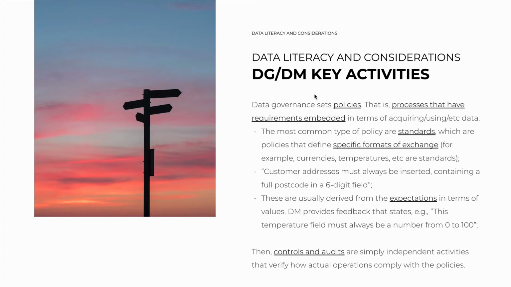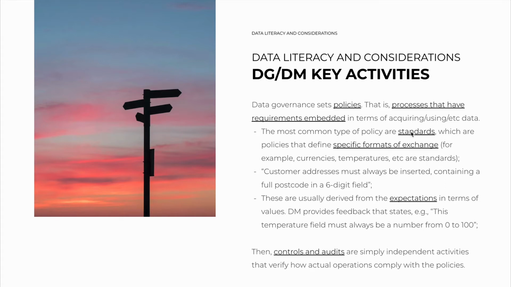First, data governance sets policies. That is, it sets processes that have requirements embedded in terms of acquiring, using, storing, transmitting, or doing anything else with data. For example, a data requirements policy when creating data could be something like, for any customer, customer address data entered by hand in this application must contain a valid United States zip code and a street number. That's an example of a policy. Or personally identifiable information that is not used must be purged within 24 hours. That's another policy.